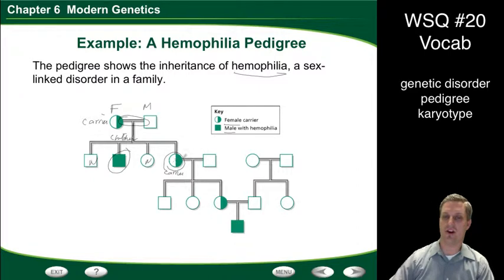Now notice, the daughter married a husband. Here's the male, there's the female. The daughter married a husband who was not a carrier, did not have the disease. And notice they had 3 children. 2 children were normal, no change. And one of their daughters was a carrier.